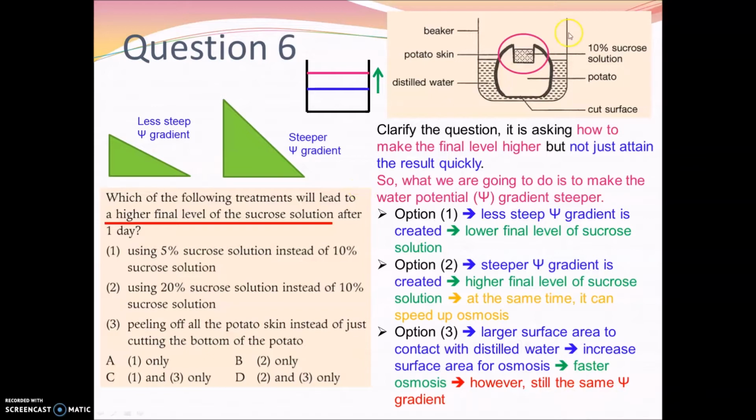Because the solution is still 10%, and outside is distilled water. The water potential gradient is not becoming steeper than before. So that's why it's the same water potential gradient. It will not give us a higher final level. It will just speed up the osmosis. So that's why for options 1, 2, 3, you know what the answer should be.